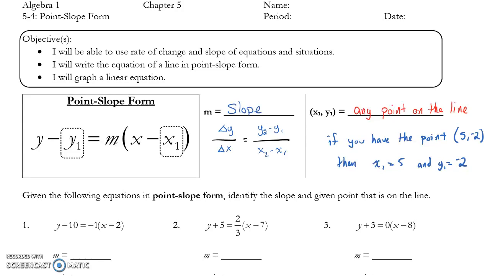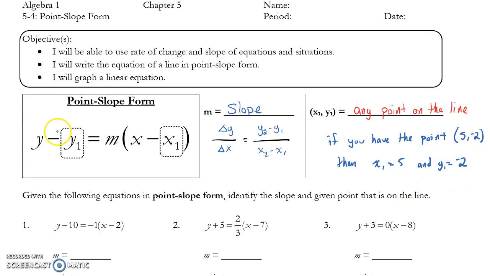Starting out, just go ahead and make sure you remember our slope formula, because that's still m. That hasn't changed. The new thing here is my y1 and my x1, and that represents any point that's on the line. So if I give you any ordered pair, such as 5, -2, then we can state that x1 is 5 and y1 is -2.